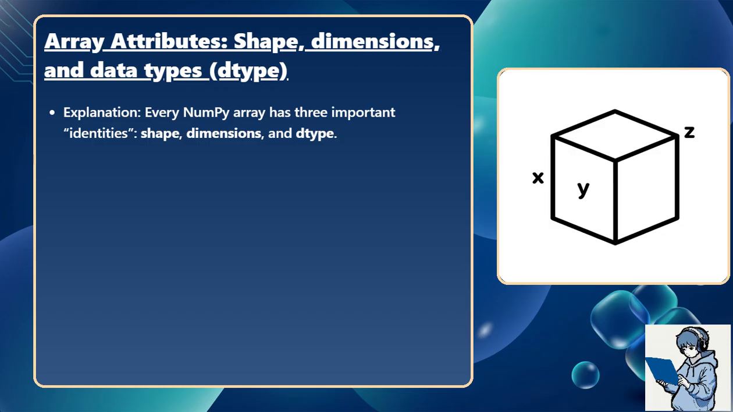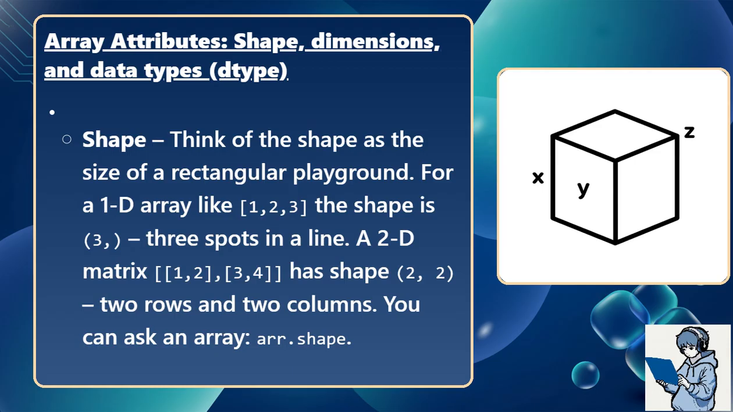Explanation: every NumPy array has 3 important identities: shape, dimensions, and dtype. Shape: think of the shape as the size of a rectangular playground. For a 1D array like [1, 2, 3], the shape is 3 spots in a line. A 2D matrix [[1, 2], [3, 4]] has shape 2 by 2, 2 rows and 2 columns. You can ask for array.shape.